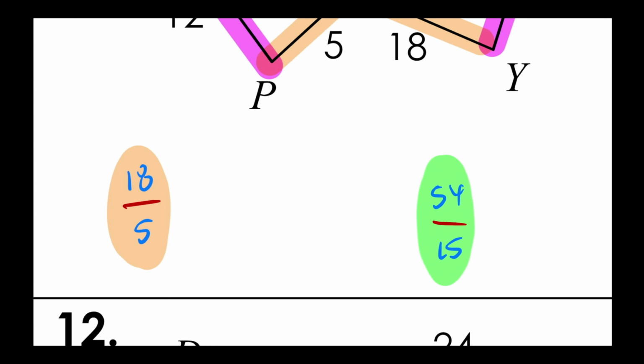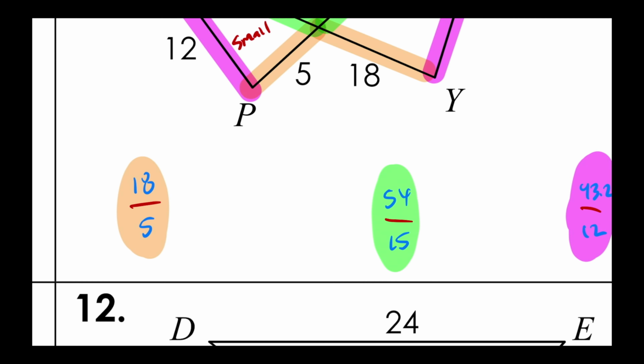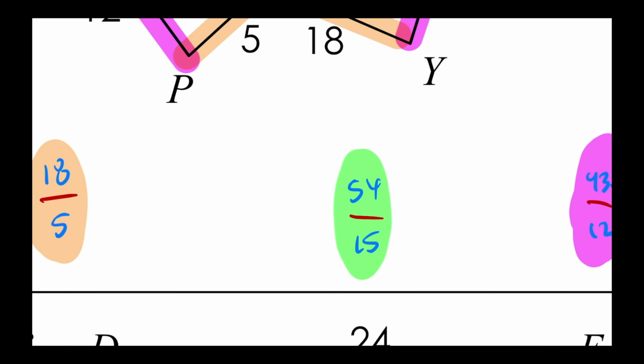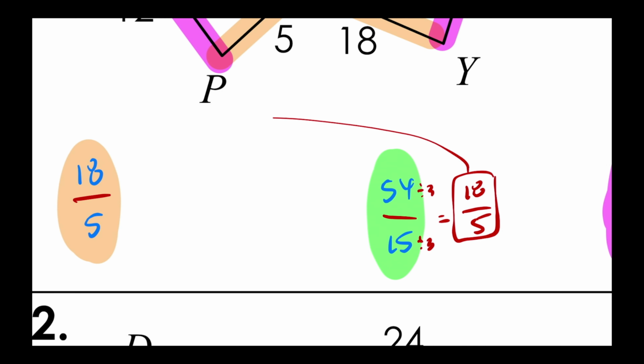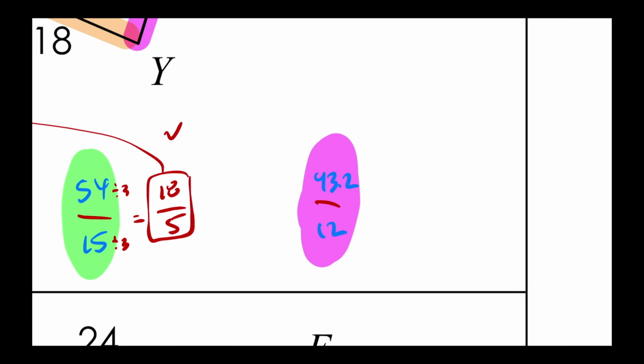So you're thinking, if I can't simplify that, let's see if we can simplify this. Can I simplify this by anything? 54 and 15. What can I divide 54 and 15 by? By 3. So yes, I can divide by 3. So divide by 3, divide by 3. And I get 54 divided by 3, guess what? Is 18. And 15 divided by 3 is 5. So that works, 18 over 5. So they match. But if I look over here, 43.2 and 12, can I simplify that? Not like this.